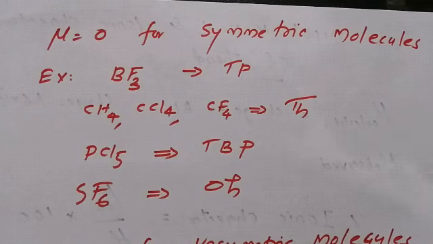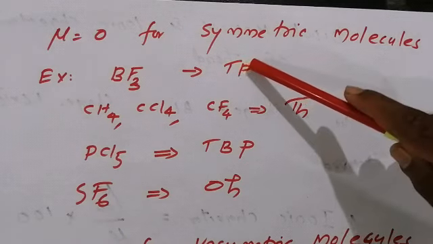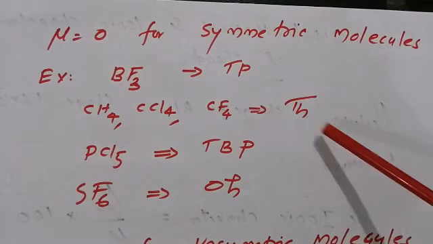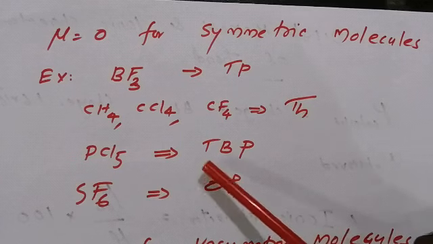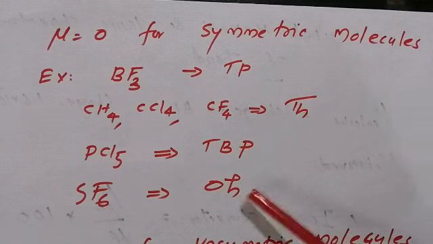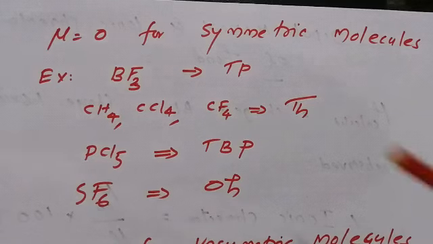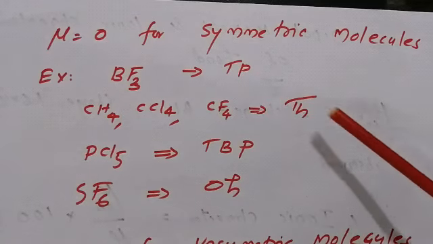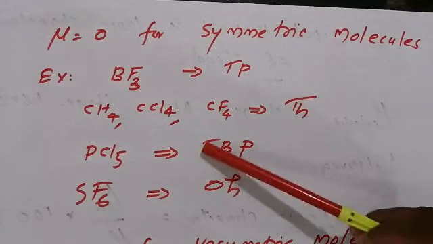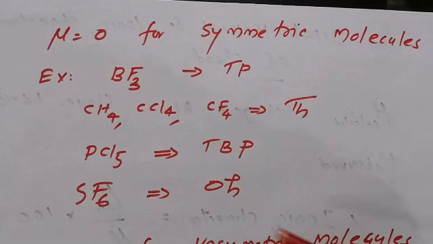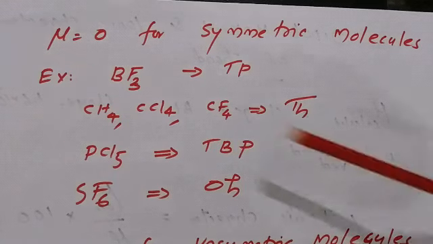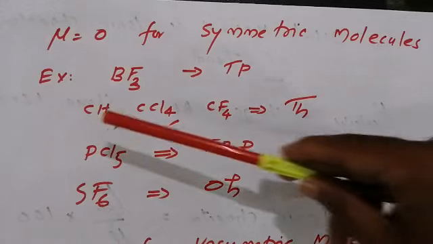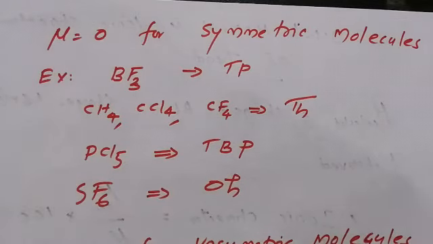What is the meaning of a symmetric molecule? They have structures like trigonal planar, tetrahedral, trigonal bipyramidal, and octahedral. Examples of these structures are BF3, CH4, PCl5, and SF6. The dipole moments of these molecules are 0.